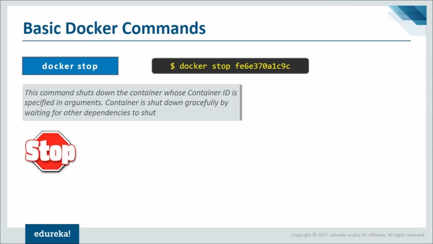So the next command that we have is the docker stop command. Now the docker stop command is basically used to shut down any container. So if there is any container in your Docker engine which is running in your host, and if you want to stop it, then you can use this command. And do note that this command would not shut down right away. It might take a few seconds because it would be gracefully shut down, waiting for the other dependencies to shut down first. Okay, it's not a forced stop. It's a very gentle stop. That's what this command is.